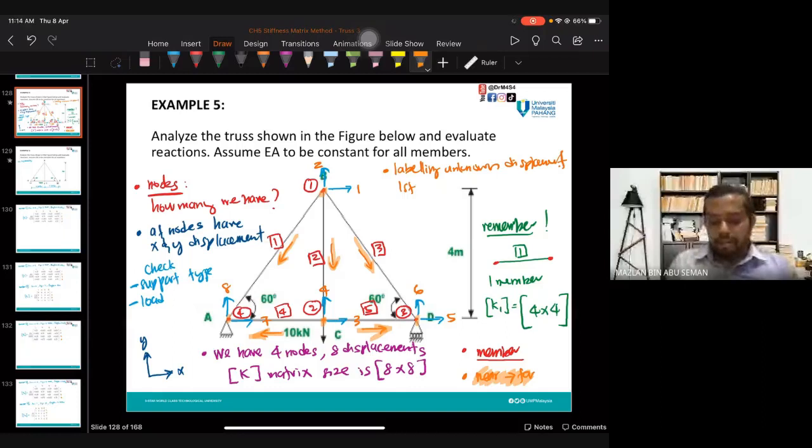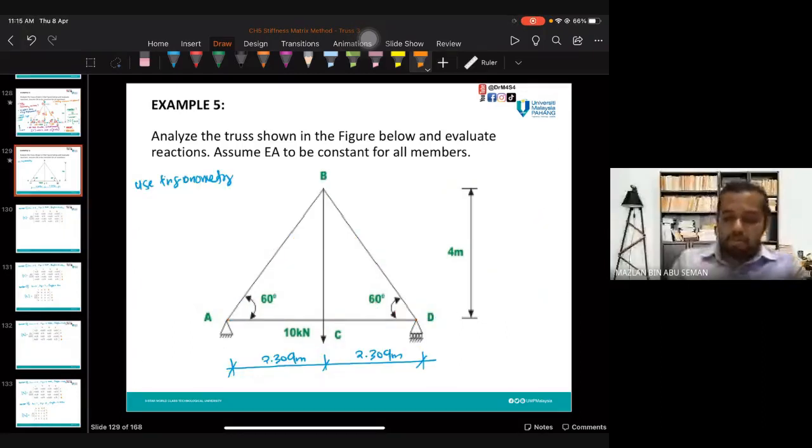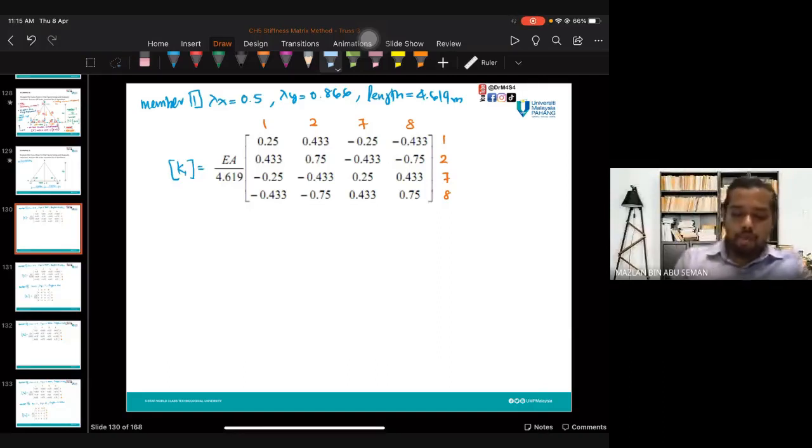Once you identify this, use trigonometry to find the unknown length, because in this question no length is given except this 4 meter, but the angle is given to you. Then back to member 1. You know how to calculate lambda x and lambda y. You know the length, we get 4.619. So use the formula to get small k1.